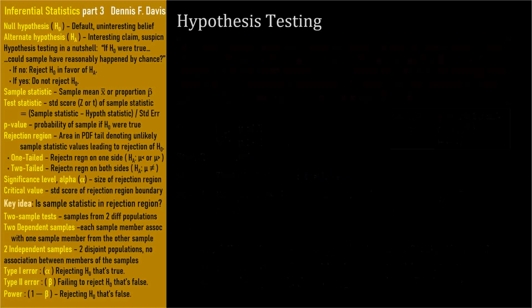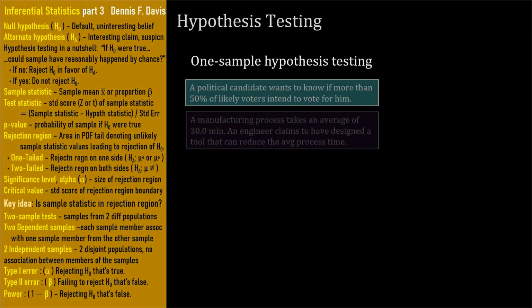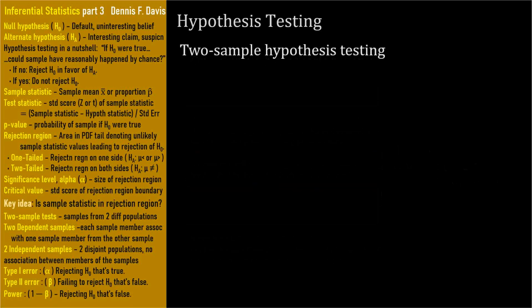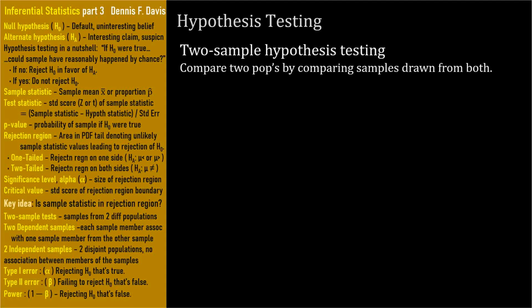All the tests we've done have been one-sample hypothesis tests. We draw one sample and, by conducting a hypothesis test, compare the results to a commonly accepted null hypothesis. But more common, and I think more interesting and perhaps more useful, are two-sample hypothesis tests where we have two populations we want to compare. We draw a sample from each, so two samples.